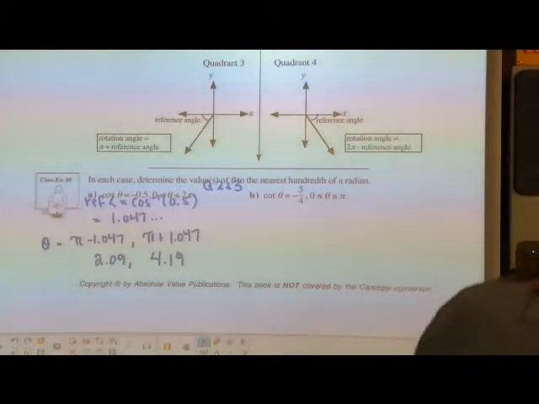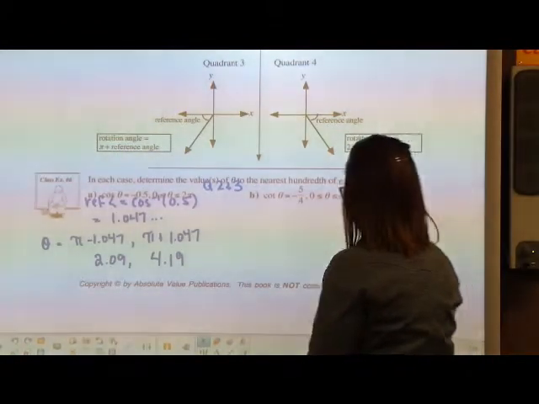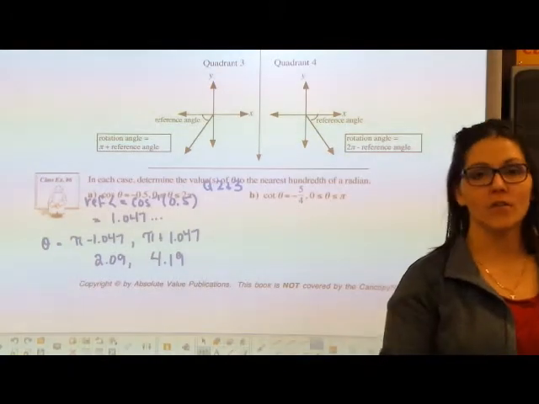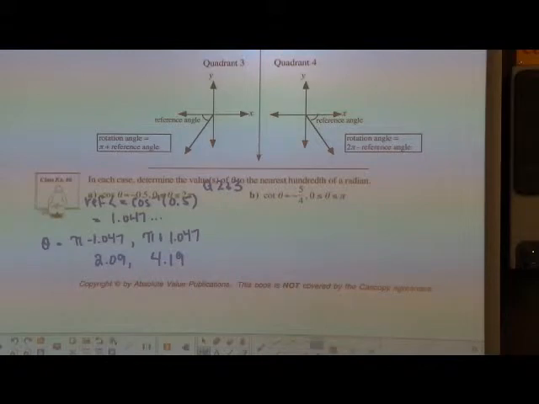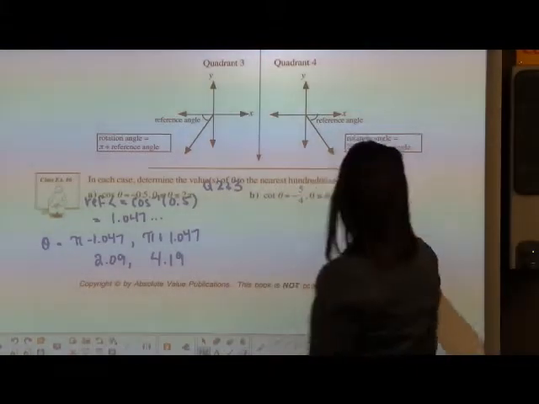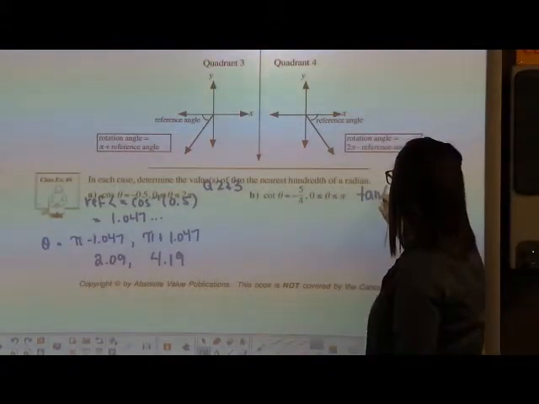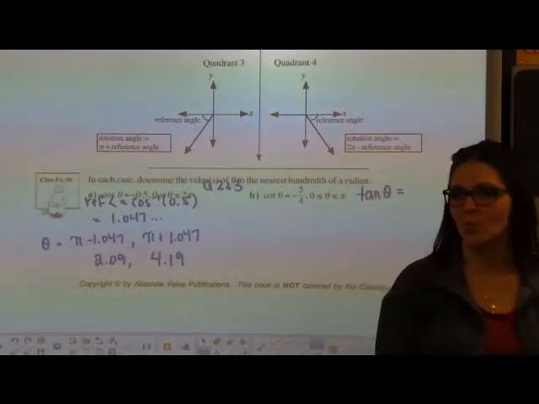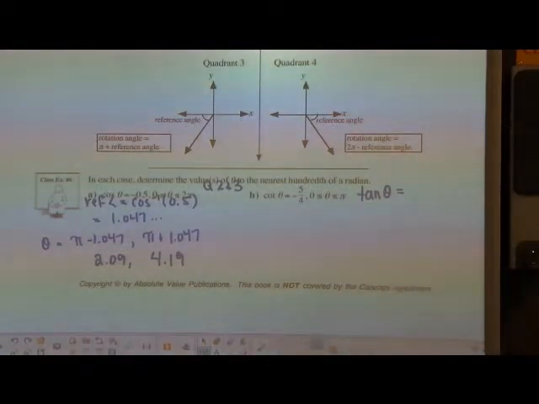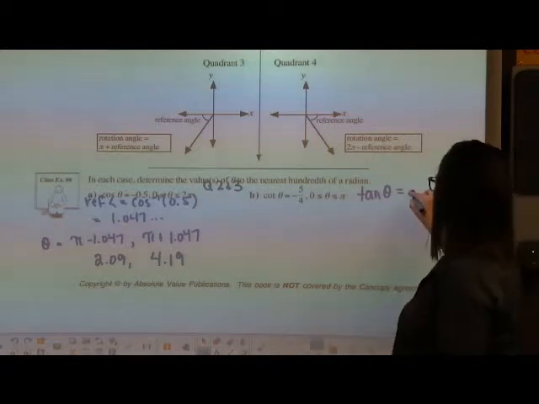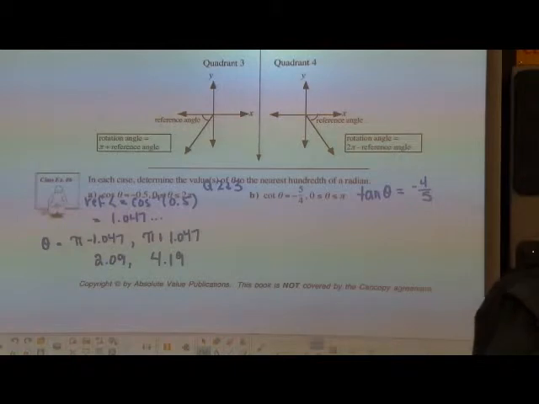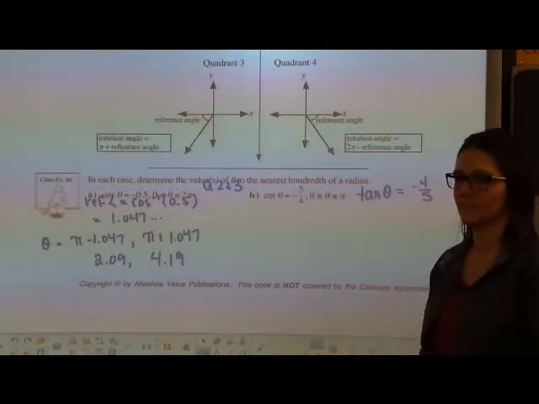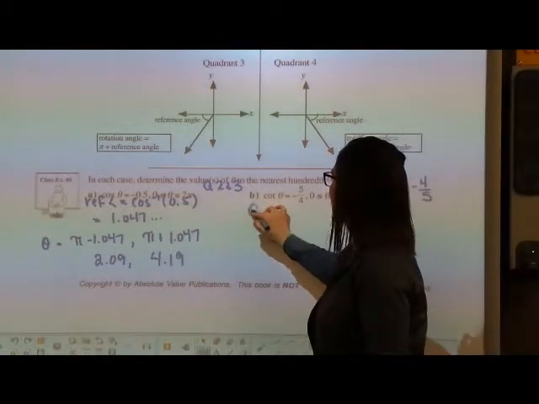Okay. Cotangent. So first of all, cotangent's a reciprocal trig function. What is it reciprocal to? Tangent. So that means tangent theta is going to be equal to what? -4/5. Negative 4/5. Okay. What quadrants is tan negative? 2 and 4. 2 and 4.